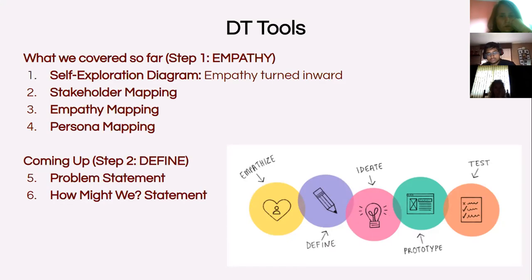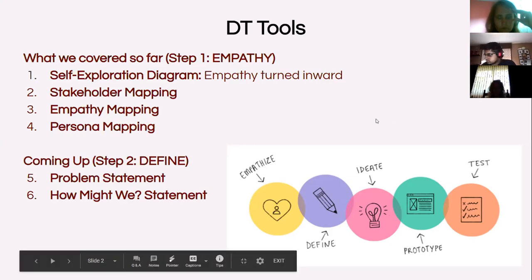So we're moving forward from empathize now. So far, I just want to talk about some of the tools we covered. We also covered some methodologies and some skills, like active thinking as a skill, and design thinking and community engagement as methodologies. But for the past week and a half, we've been really focused on tools and how they might apply to these steps. So far we covered a lot of empathy tools: the self-exploration diagram, which is empathy turned inwards, like pre-design thinking, if you may, and then stakeholder mapping, empathy mapping, and persona mapping. All of these are design thinking tools you can use for the empathy stage to gain more insights and explore the communities you want to engage with.